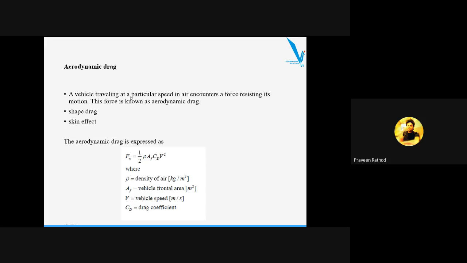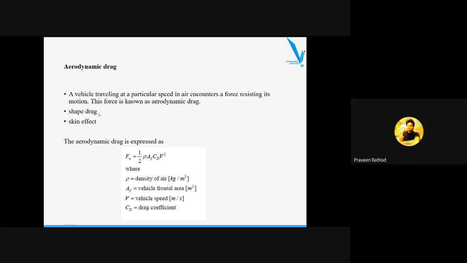So you can see in the electric vehicle also, this plays a major role. By looking at these parameters, we look at how we are going to improve the performance of the electric vehicle or hybrid electric vehicle. So this force is known as aerodynamic drag. We can indicate the drag coefficient by CD, or we call it the aerodynamic drag coefficient.